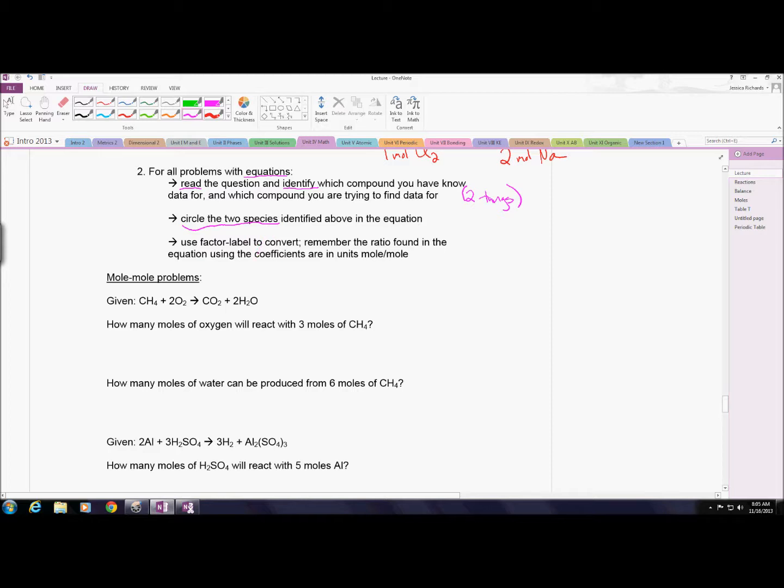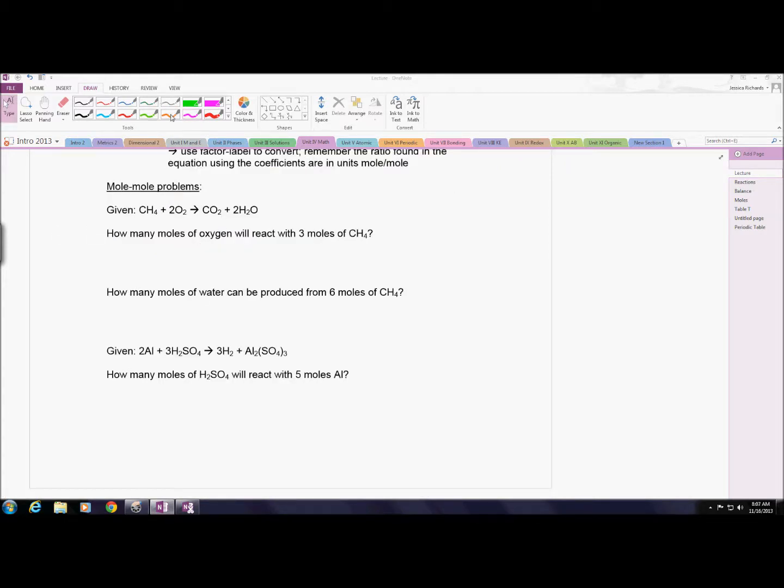So nice and straightforward. The rest of this lecture is practicing these steps. Read the question, identify what we're working with, find them in the equation for our mole ratio, convert. So we're going to convert from whatever units they gave us to moles. We're going to use the mole ratio from the equation to switch from one compound to the other. And then we're going to use that number of moles to switch back to whatever units they want for our question. The first type of problem we're going to start with are switching just from moles to moles.